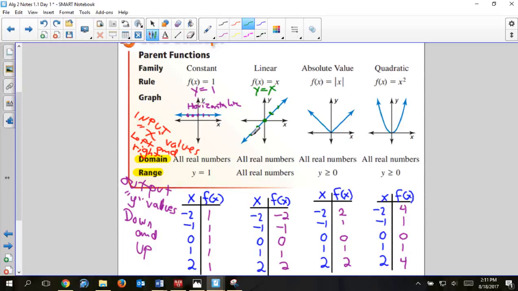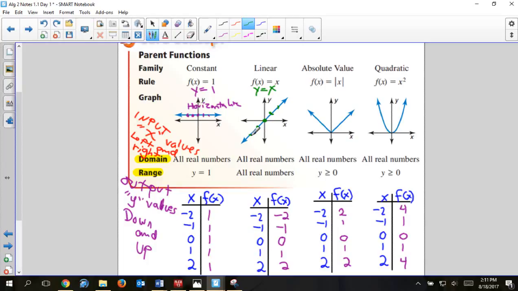The ordered pairs for the parent function, if I inputted 1, then y would also be 1. If I put in 2, y would also be 2. If I put in -1 for x, y would also be -1. So you can see all the ordered pairs are the same for the linear parent function. The domain is left to right. How far does this graph go to the left? What's the arrow mean? How far does it go to the right? Forever. So domain is all real numbers. And then up and down, you can see it's angled down, and then it's angled up. How far does it go down, and how far does it go up?